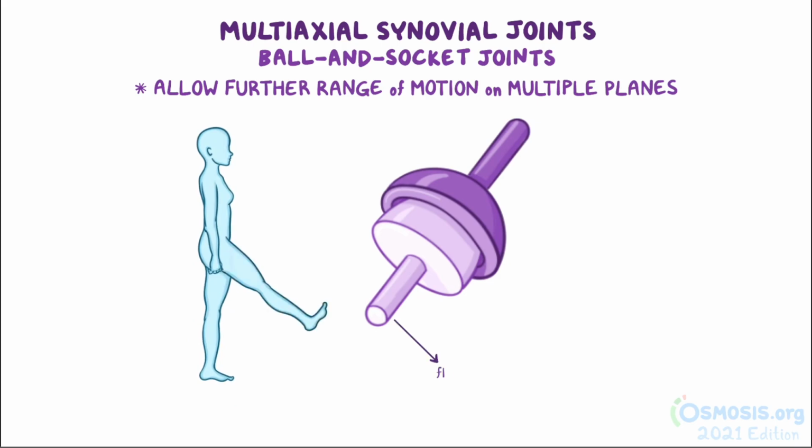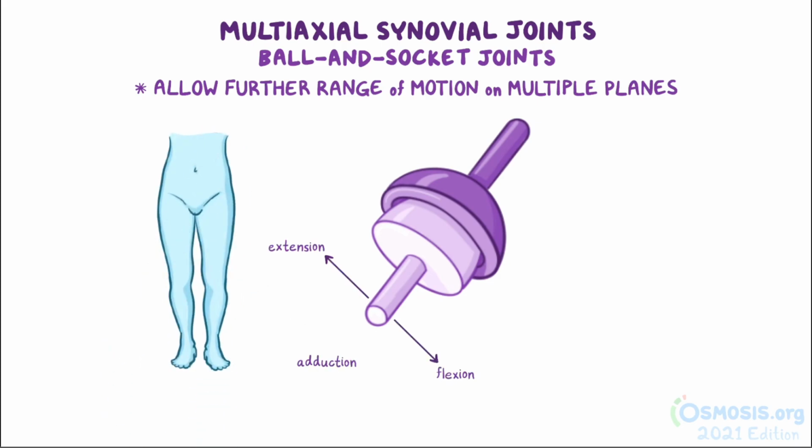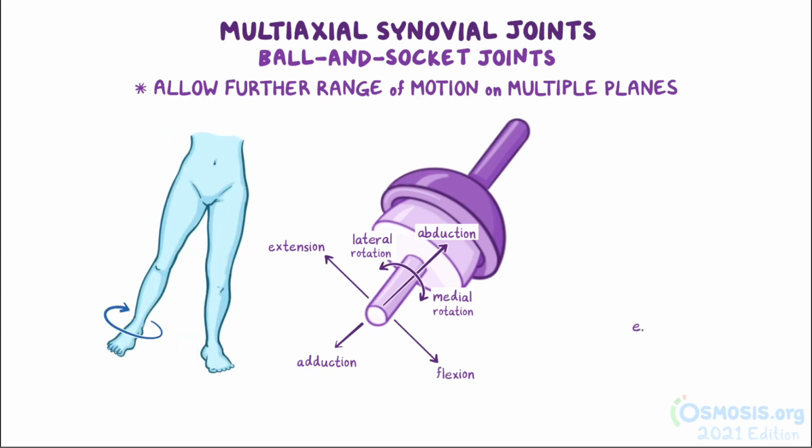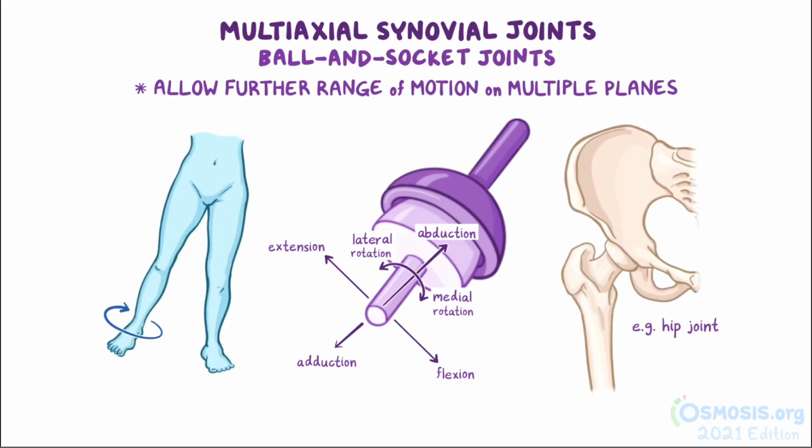These movements include flexion, extension, adduction, and abduction, as well as medial and lateral rotation, which helps perform a wider range of circumduction. The hip joint is one of the most obvious examples for a ball and socket joint, where the round head of the femur articulates with the socket-like acetabulum of the hip bone.